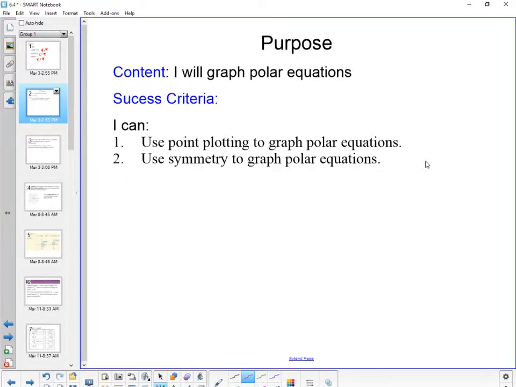We're going to use the old school method: pick x, spits out y. We're going to pick a theta, and it's going to spit out some coordinate as well. The other thing is we're going to do some symmetry tests, and we'll talk about what that means and how they work. Questions on our purpose today? What's our only objective today? The main objective? Graph polar equations.